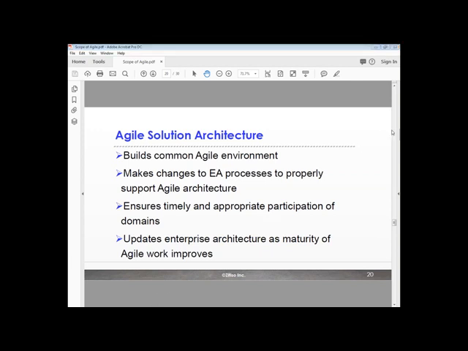Here, let's do one more survey. Raise your hand if you already are in an organization that has an Agile Solution Architecture program that is doing all of the things I just talked about. Excellent. Okay, that's really good. I got a few more hands. That's exciting to hear. So you're definitely moving ahead.